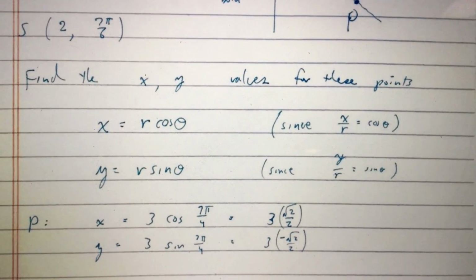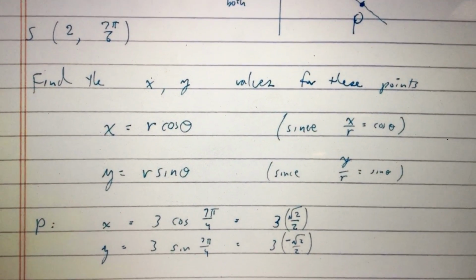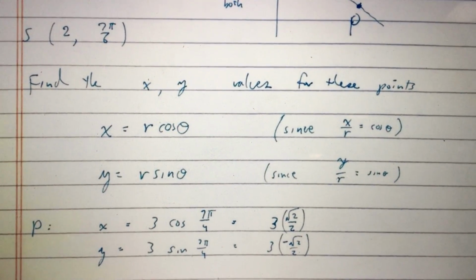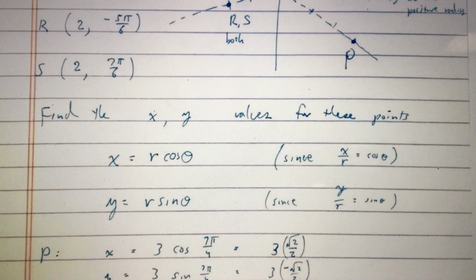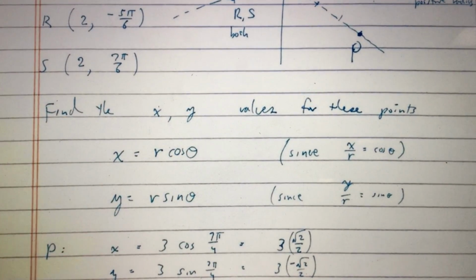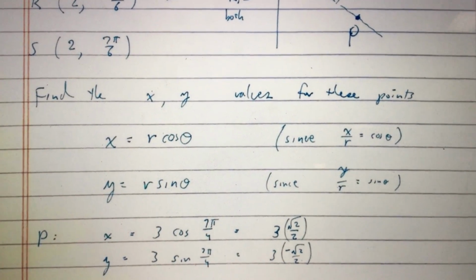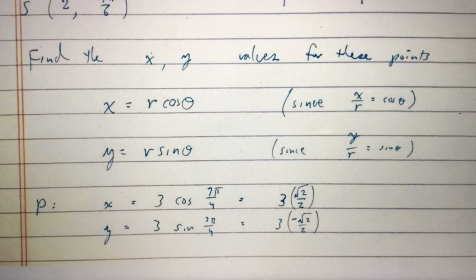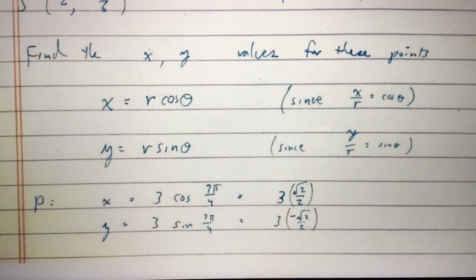So we just mentioned that for a single point on the plane, you can use lots of polar coordinates to describe it. There's that R and S, which are both at that same spot, (2, -5π/6) or (2, 7π/6). But there's only one xy value. So this is the nice, easy way of translating.